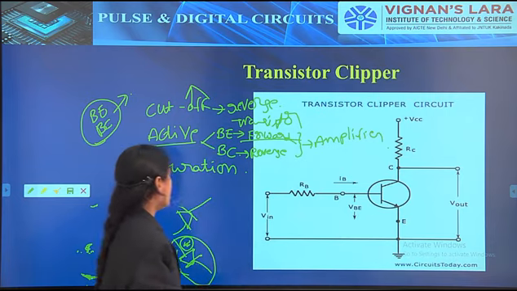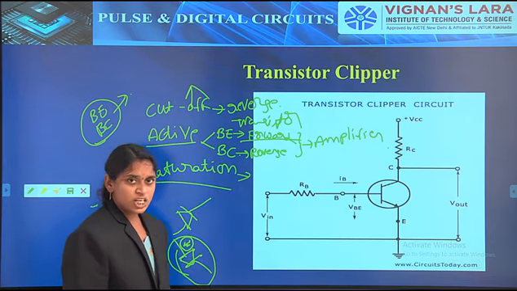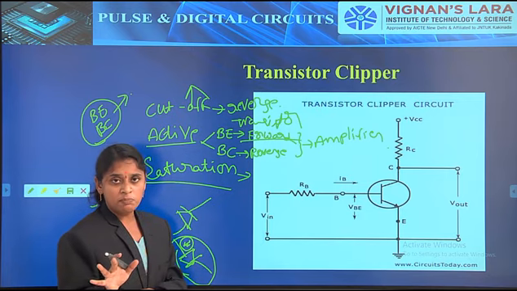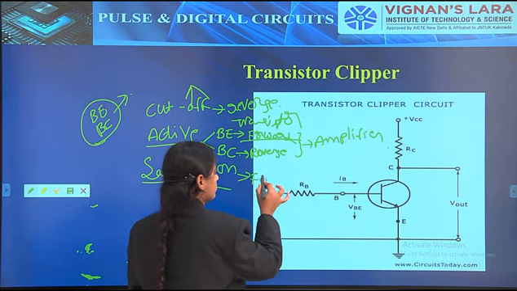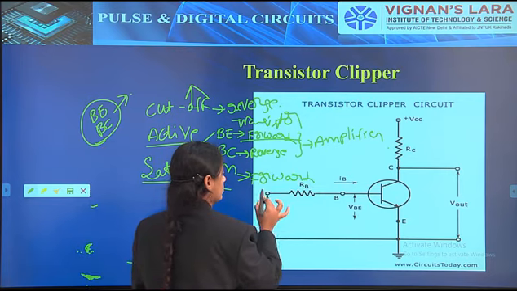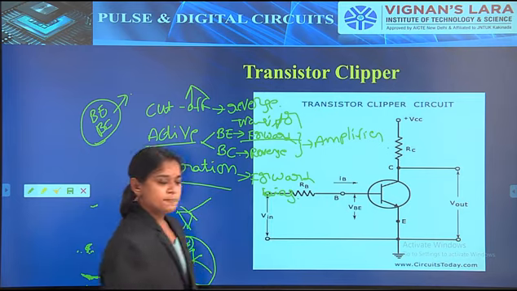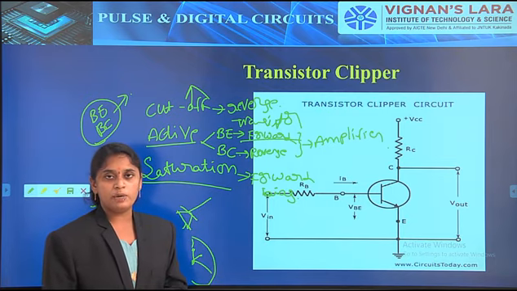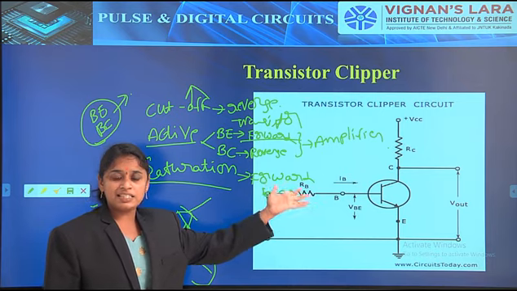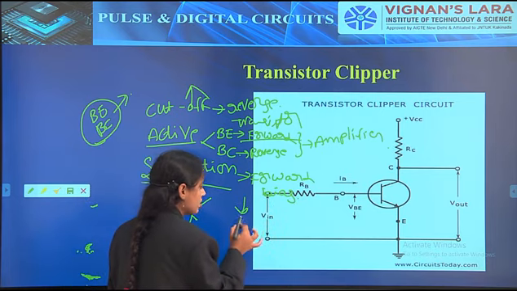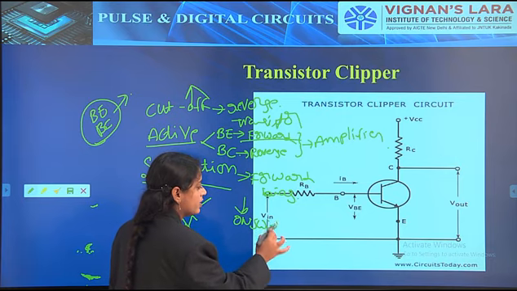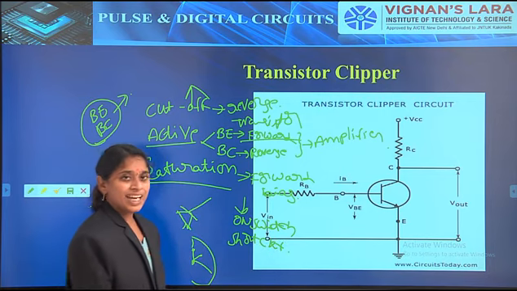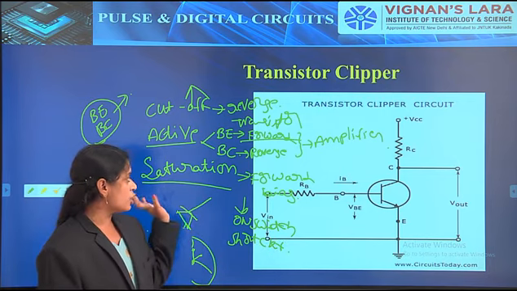And the third condition is the saturation region. In the saturation region, both junctions, the base emitter junction and the base collector junction, will be forward biased. At this time, the transistor acts as an on switch, nothing but it can be replaced with a short circuit. So this is about the regions of the transistor as well as the junctions of the transistor.